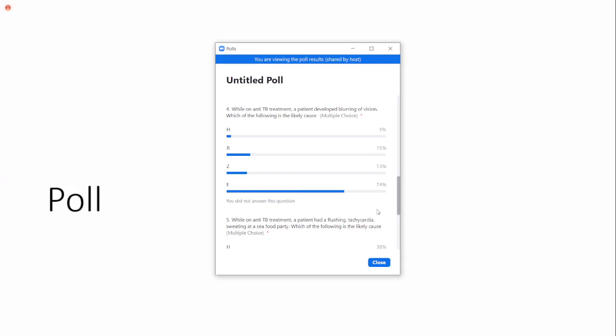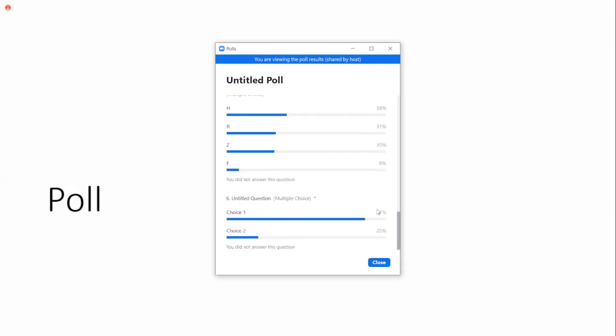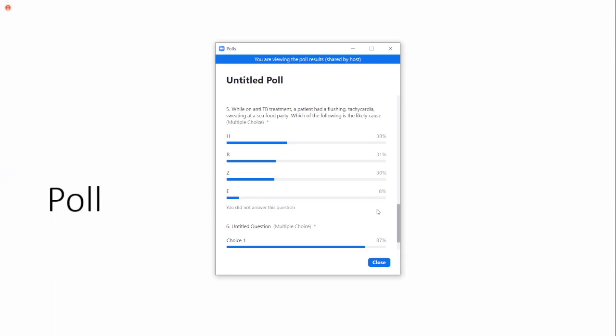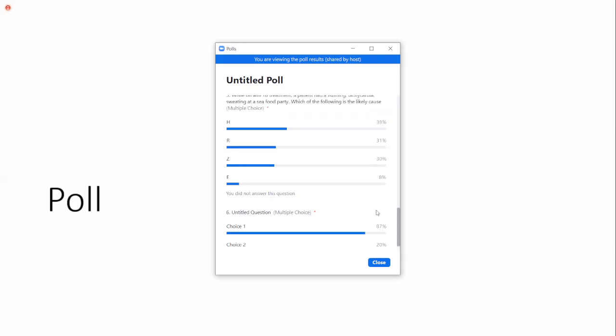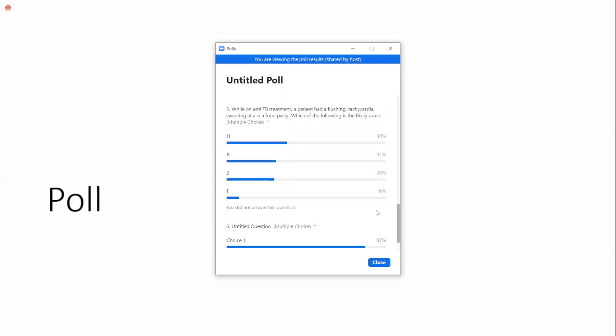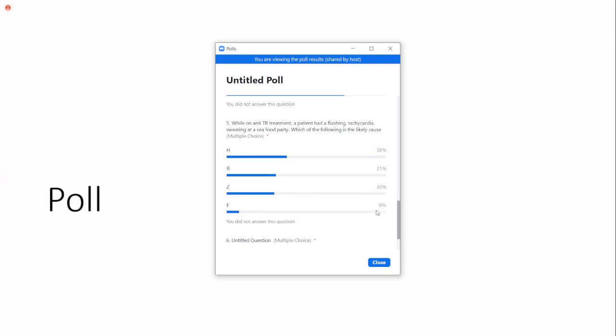While on anti-TB treatment, the patient had flushing, tachycardia, sweating at a tea party. What are we talking about? Rifampicin. Why do we talk about rifampicin? What is the theory? For which medicine did I tell that there is a release of the inhibition of histaminases when you take certain fish? Yeah, you will have a lot of histamine. Histaminase is necessary for the breakdown of histamine. So isoniazid is going to compete with that. So then, of course, you will get this flushing sort of reaction.